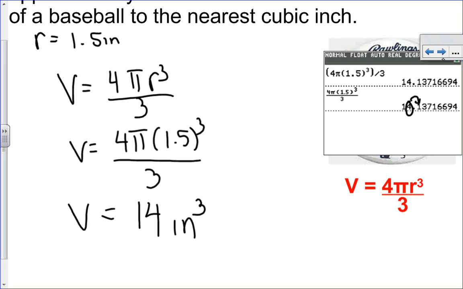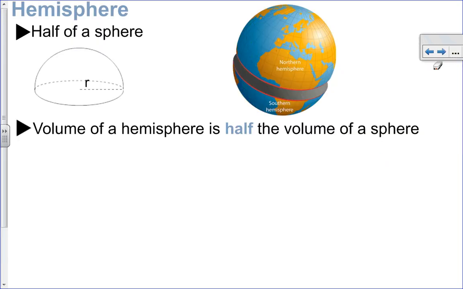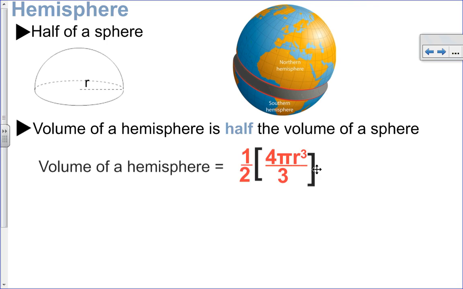Last thing I want to talk to you guys about is hemispheres. So if a sphere is like a globe, the hemisphere would be half of it. That's why when we talk about the globe, we talk about the northern hemisphere and the southern hemisphere. It's like the Earth split into 2 equal pieces. So a volume of a hemisphere is half the volume of a sphere. Well, we just figured out the volume of a sphere. It was 4 pi r cubed divided by 3.